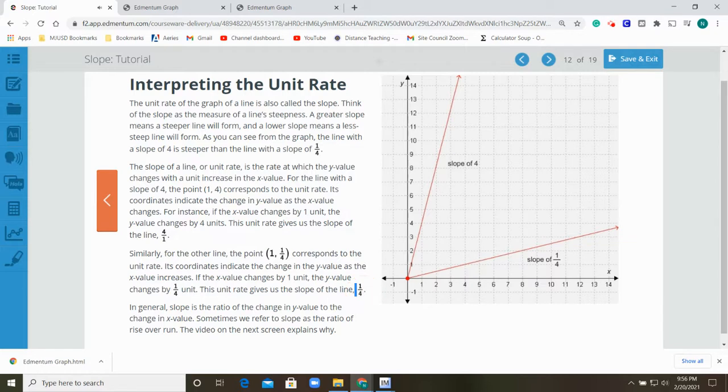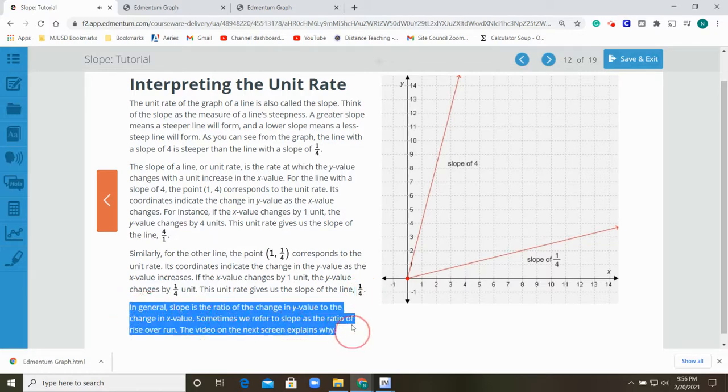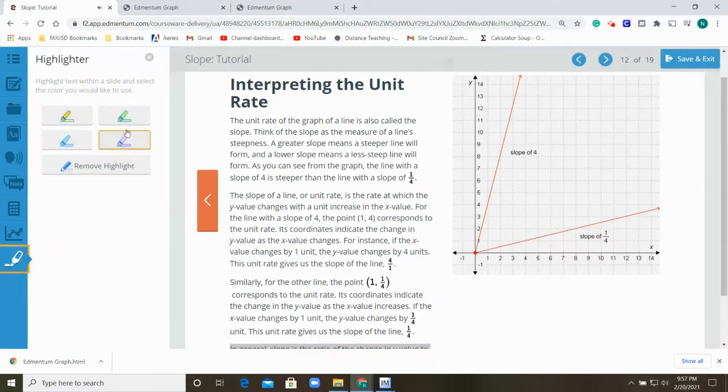In general, slope is the ratio of the change in y value to the change in x value. Sometimes we refer to slope as the ratio of rise over run. The video on the next screen explains why.